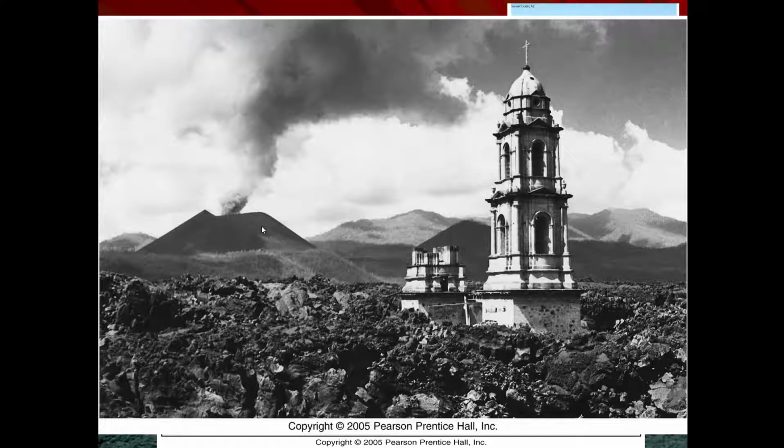And over a period of 2 years, the volcano grew and grew and eventually started producing lava flows. And it produced enough lava flows that it actually buried everything in Parícutin, Mexico, except for the steeple of the church. So while cinder cones are typically not particularly destructive, they certainly have their moments, like we see here in Mexico.